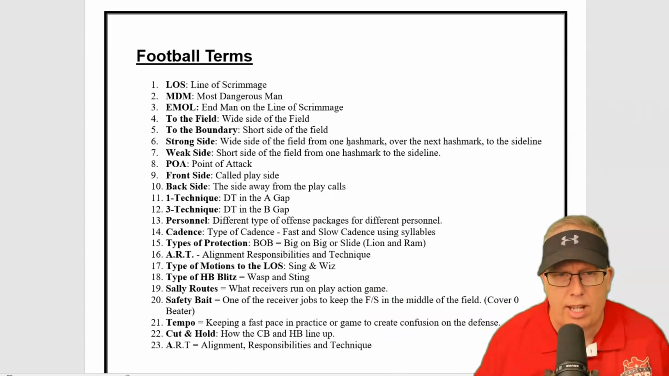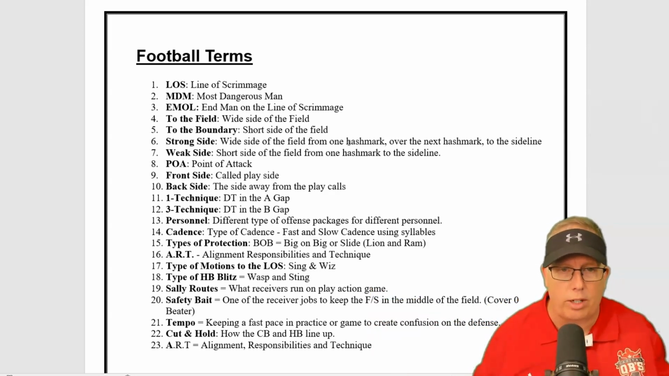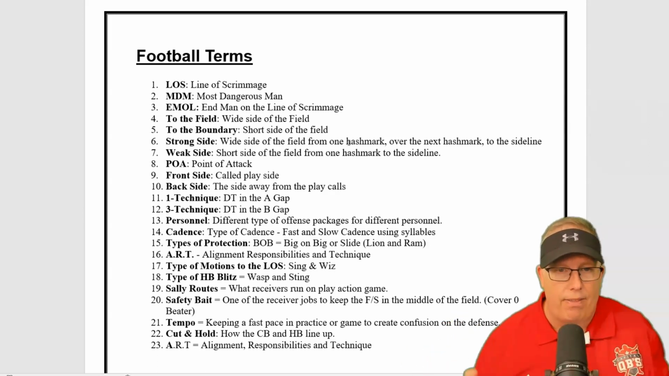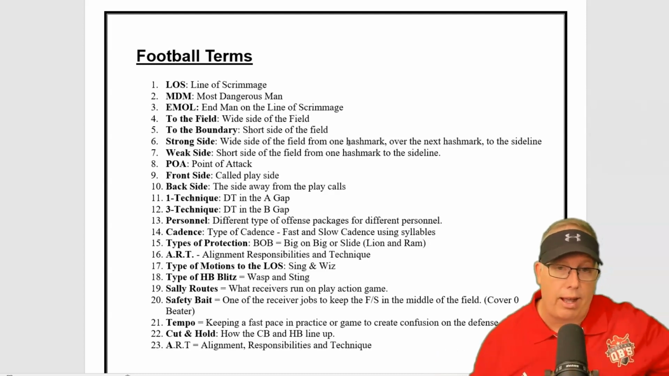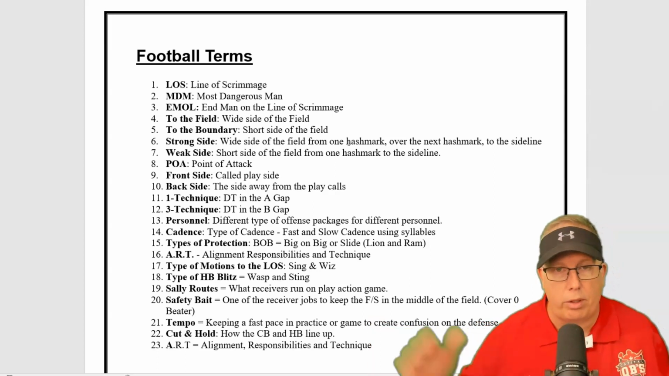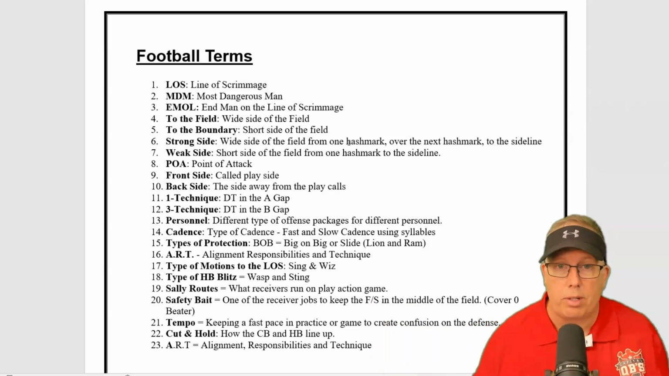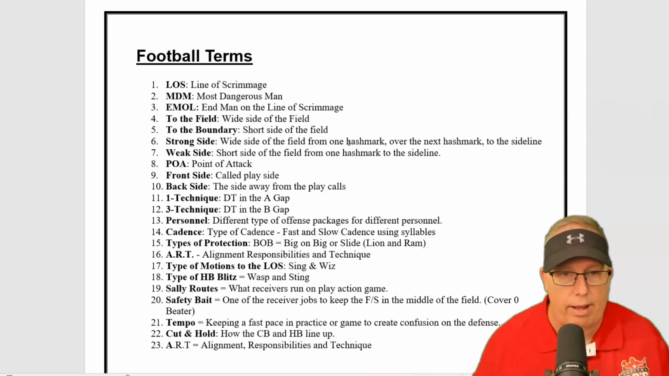Now, if you're saying, but okay, coach, what if the ball's in the middle of the field? Which one is the strong and the weak, or the field, right? So I always go by the throwing arm of the quarterback. If the ball's in the middle of the field and you've got a right-handed quarterback, that means the boundary, the weak side will be to the left, and then the strong side will be to the right. And the same thing with the field and to the boundary, right? So that's how you determine it: right-handed quarterback, strong side right, weak side left.